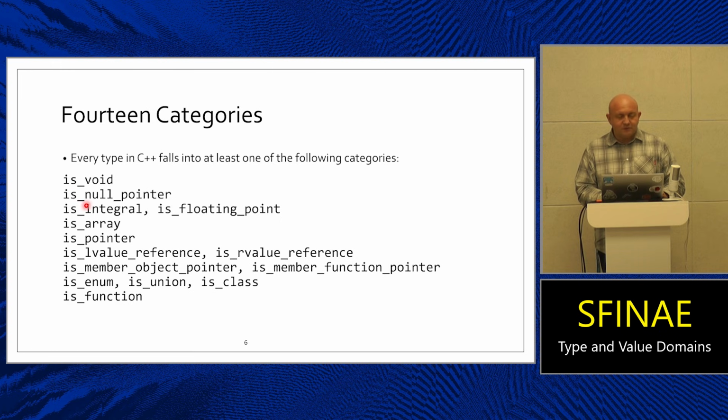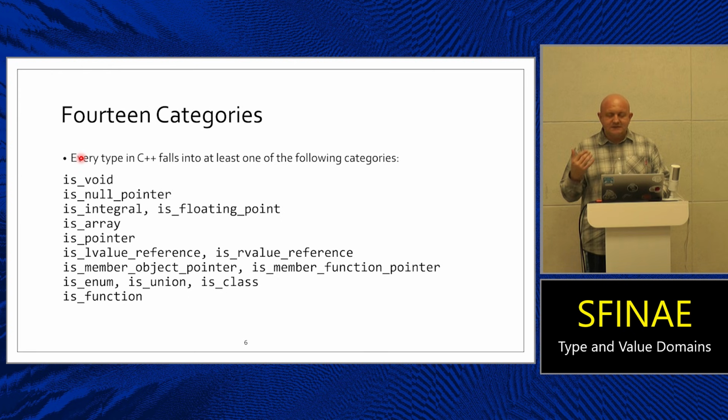Is void, is null pointer, and so on, so on, is function. Everything in C++ falls into at least one of these categories. For each category, there is a corresponding trait, a kind of detector. Some of them are implemented directly in the compiler. Some are defined in pure C++. For example, take is_void. You feed it a type, and if that type is void or const void or volatile void and so on, it returns true, otherwise false.